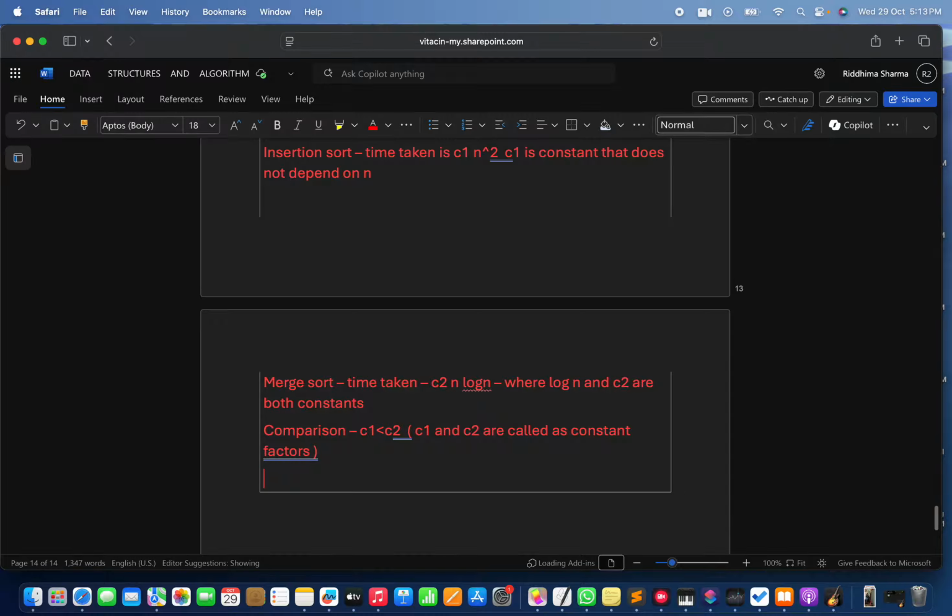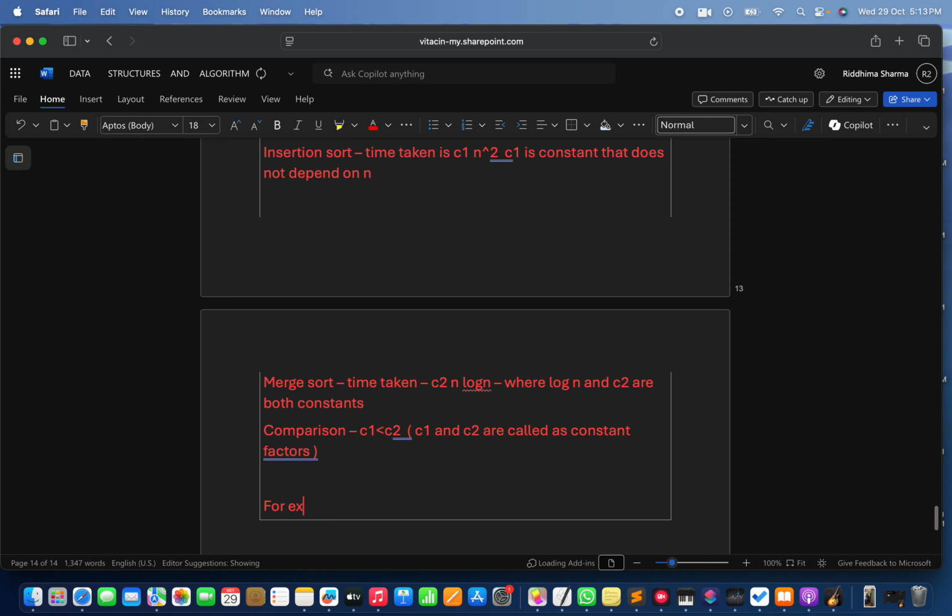Although insertion sort usually runs faster than merge sort for small input sizes, once the input size n becomes large enough, merge sort's advantage of log n versus n will more than compensate for the difference in constant factors.